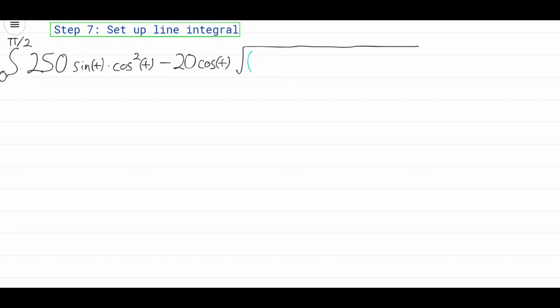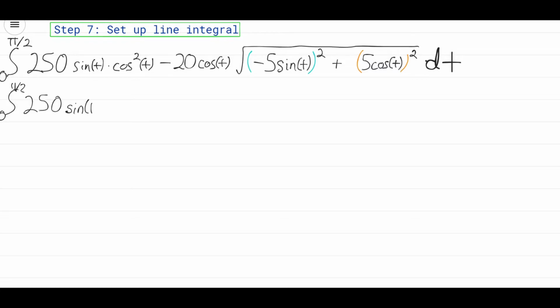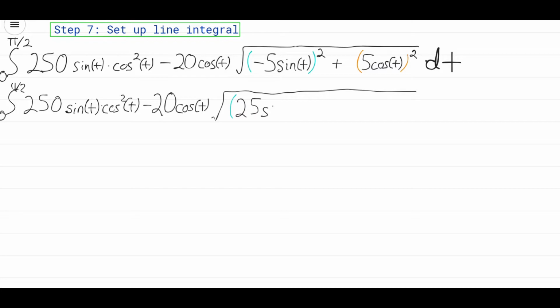And then our dx over dt was negative 5 sine of t squared, plus our dy over dt was 5 cosine t squared times dt. So now we're just going to do arithmetic to try to simplify this line integral. So from 0 to pi over 2 is 250 sine t squared times cosine t squared times minus 20 cosine t, and we're going to distribute the square. So we know negative 5 squared is 25 sine of t squared plus 25 cosine t squared times dt.